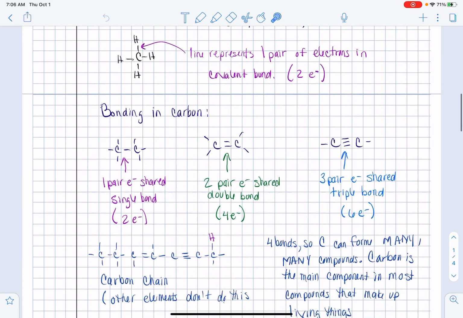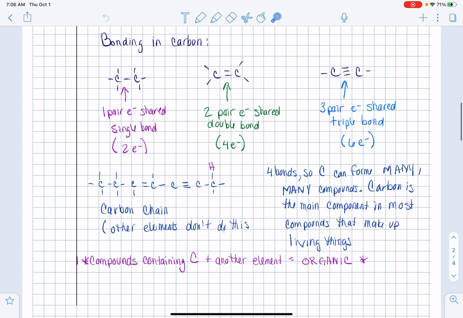Okay? You can have a couple different kinds of bonds. Here's an example of a single, a double, and a triple bond. 1 pair of electrons shared in 1 line, 2 pairs of electrons shared in the double bond, 2 lines, and 3 pairs of electrons in the triple bond.